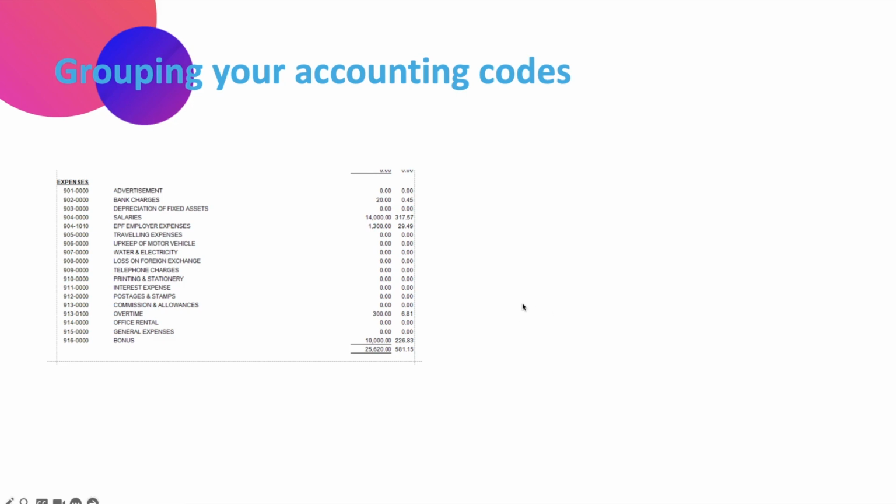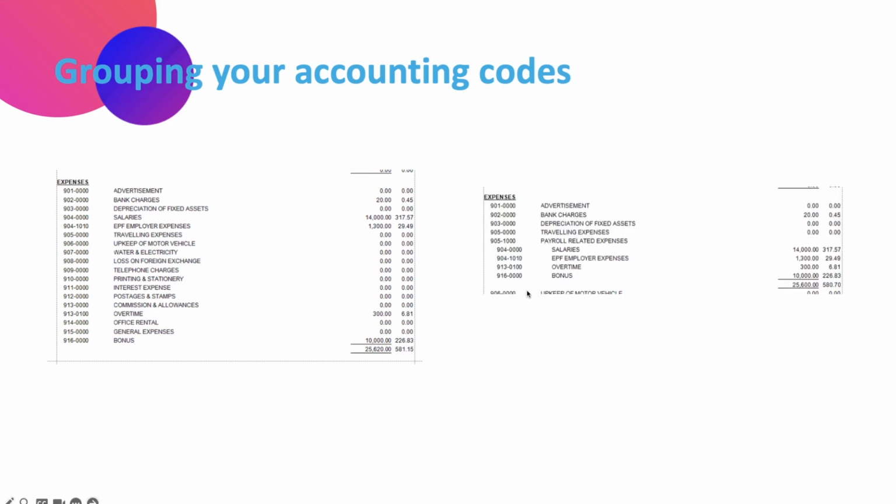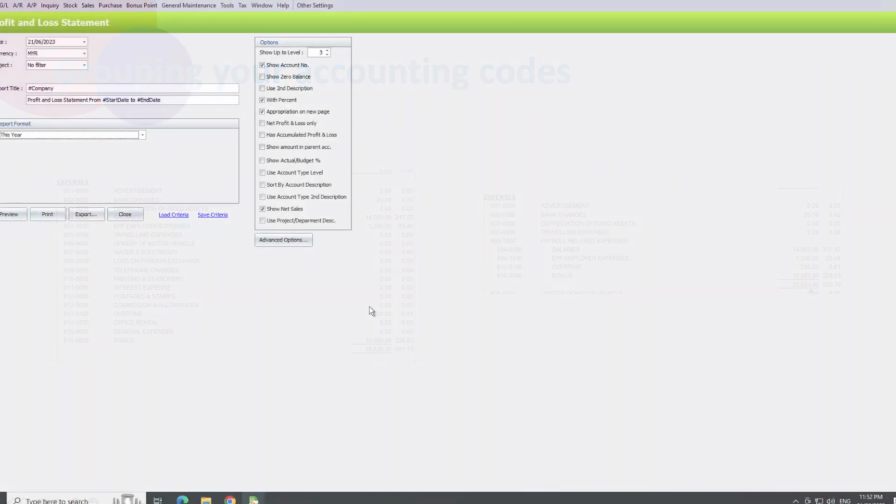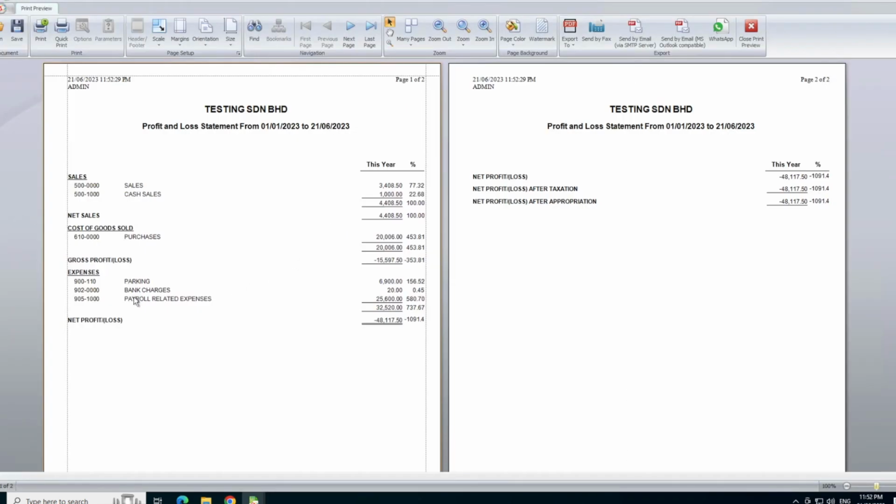When you use grouping, your report will look something like this. When we do subgroupings, it shows you what my payroll related expenses are. Straight away I know the amount is 25,600. Another benefit of using groupings like this is in your profit and loss report. If you look here, we have this thing called a level. Let's say we change this to level 2. When we preview this, the system will just tell me payroll related expenses is 25,600.